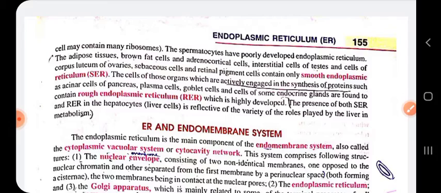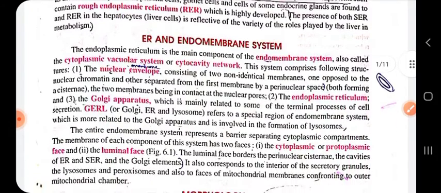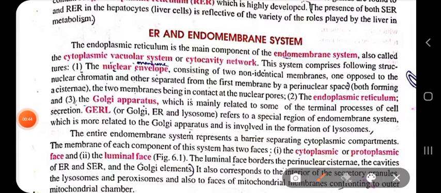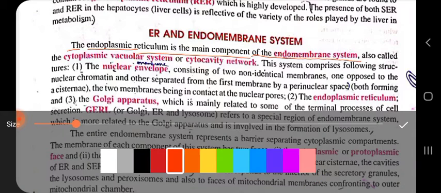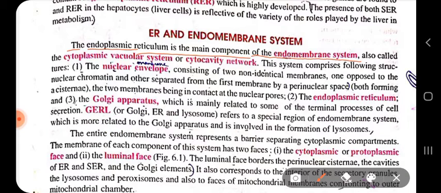So, the endoplasmic reticulum is a part of the endomembrane system. What is written here in your notes is that the endoplasmic reticulum is the main component of the endomembrane system. The endomembrane system is also known as the cytoplasmic vacuolar system, or cytocavity network. Why is it written cavity? Cavity means the space region, the hollow regions.